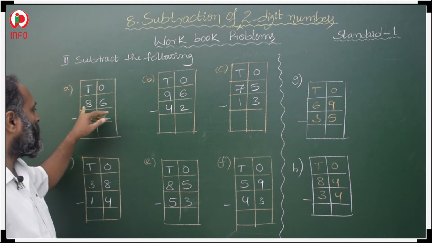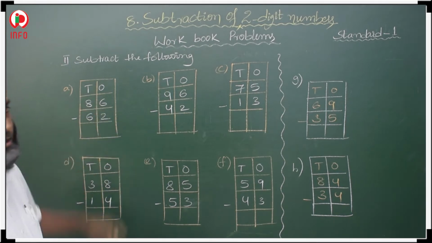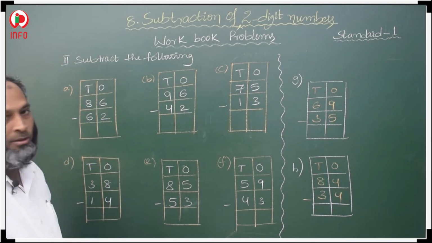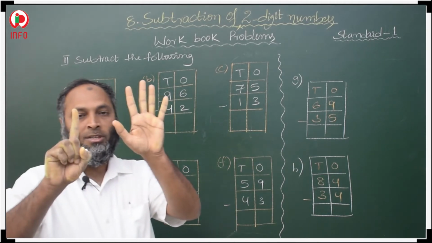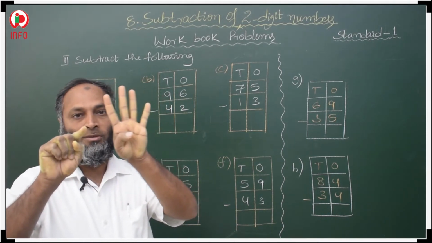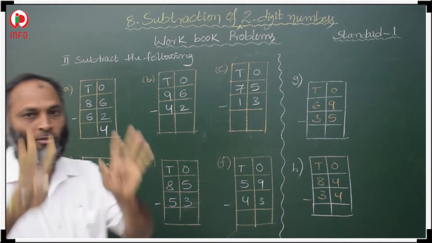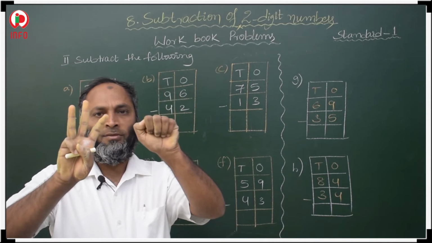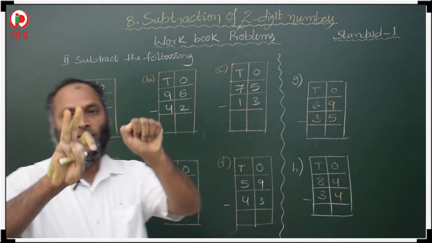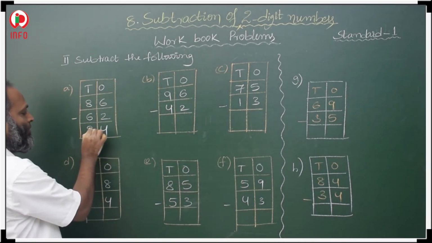So, we have to subtract 62 from 86. Then 6 minus 2 is how much? Open 6 fingers and close 2 fingers. 6 minus 2 is 4. 8 minus 6: open 8 fingers and close 6 fingers. Then 2 fingers are left. It is 24.